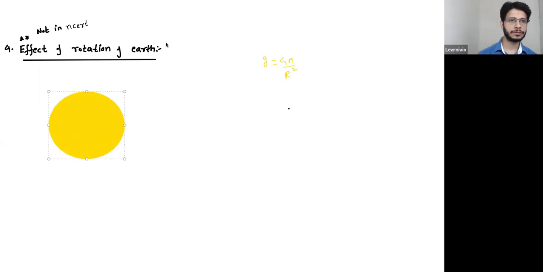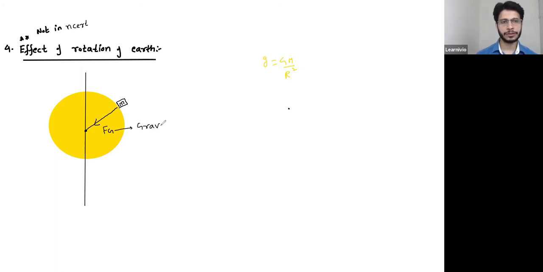So this is Earth. This is the axis passing through it. Now, if I don't consider the rotation of Earth, this is the center of Earth, and I place a body of mass m here. So if I am not considering the rotation of Earth, then the only force acting on the body is gravitational force, Fg, towards the center of Earth. So this is the gravitational force which is acting on the body towards the center of Earth.